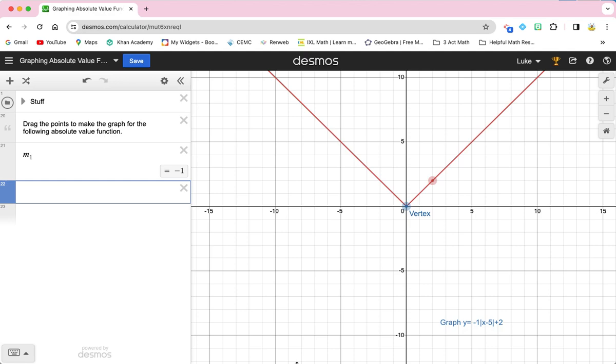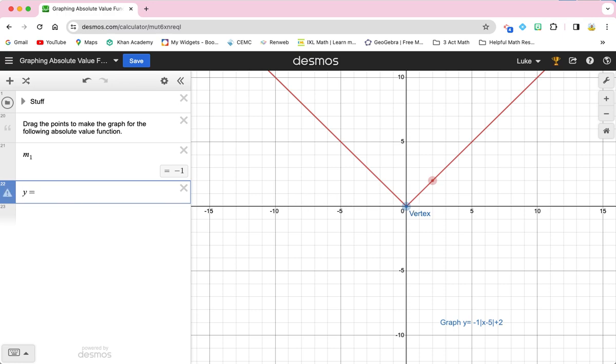Graphing absolute value functions. First, let's understand what the general shape of that function is going to look like. And you can see that here in our red graph right here. It's going to be a V. Now, here's the reason why it's going to be a V.